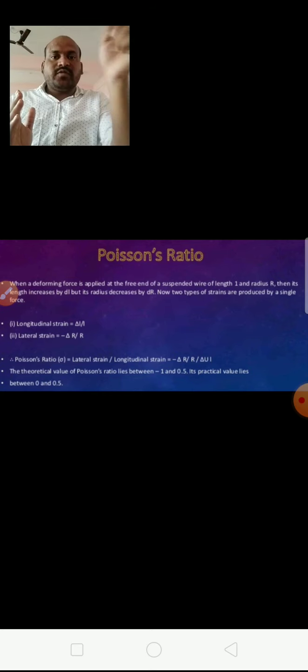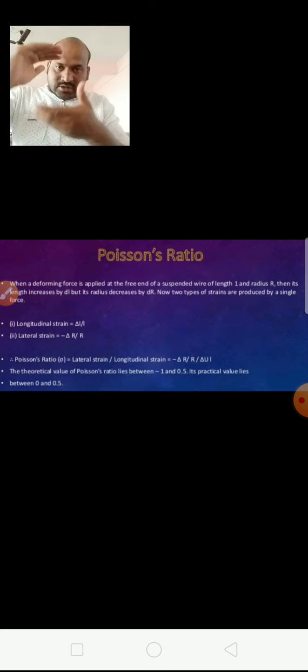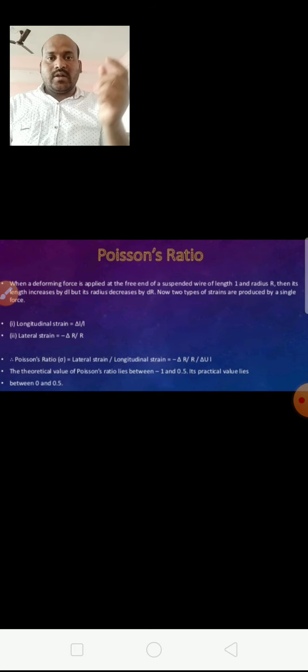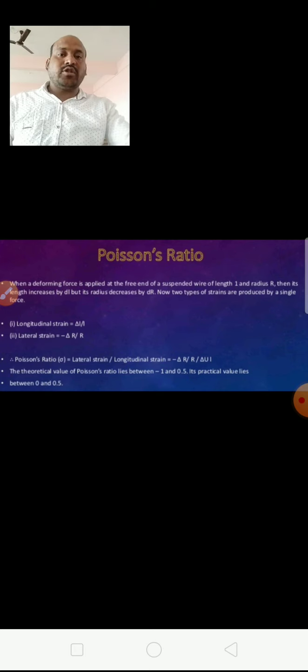So the change of the diameter divided by the change of the length, that is the Poisson's ratio. We can also call it lateral strain, the change of the diameter to the original diameter, divided by the longitudinal strain, the change of length to the original length. So that's why it is lateral strain divided by longitudinal strain.